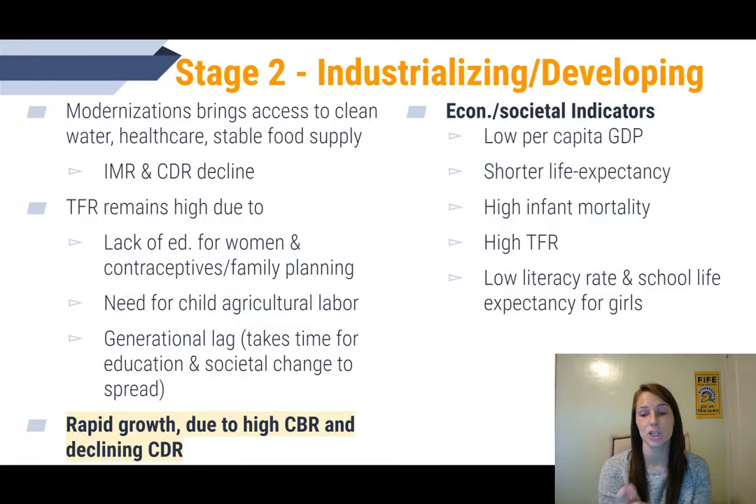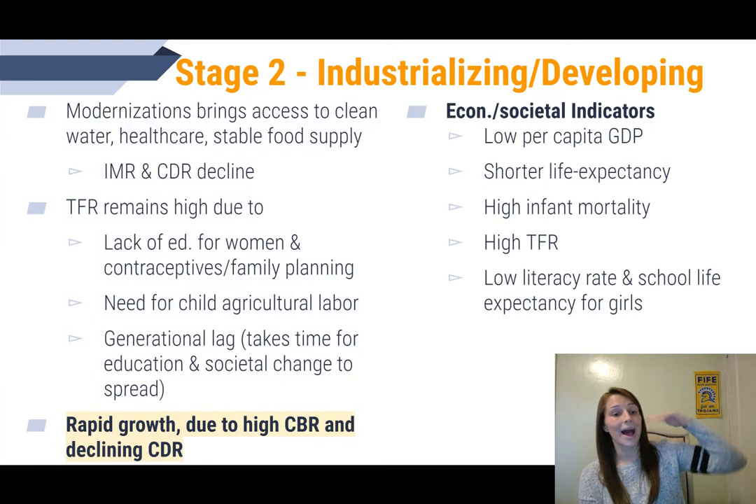Now we have stage two. So stage two on the map is going to be those red countries that we just saw, and they're going to be industrializing / developing nations. Now they're starting to have some more modern things coming in that are bringing in access to clean water, healthcare, and more stable food supply. So we're starting to see a decrease in the death rates and the infant mortality.